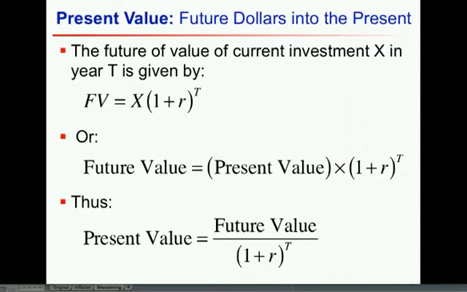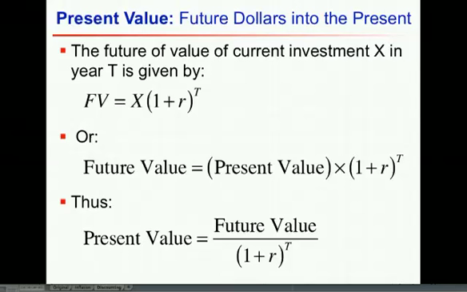Actually, you don't need to seal it in your mind because it's on this slide here. Whereas future value was present dollars into the future, now we're going to do future dollars into the present. The future value of the current investment X in year T, we already said, was given by future value equals X times 1 plus R to the T, or in other words, future value equals present value times 1 plus R to the T power. Thus, just doing algebra, present value is equal to future value divided by 1 plus R to the T power. Remember, 1 plus R to the T power is something greater than 1, even if it's just 1 year. For example, if R is the 7% discount rate we talked about, it's 1.07. So present value is going to be something smaller than future value. Hence, we're discounting.